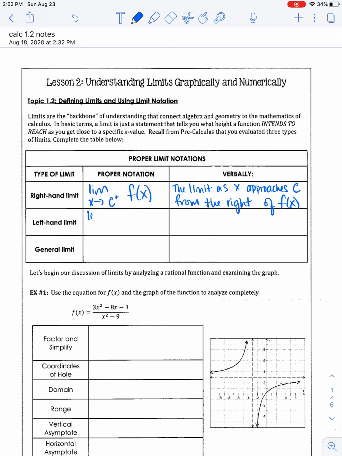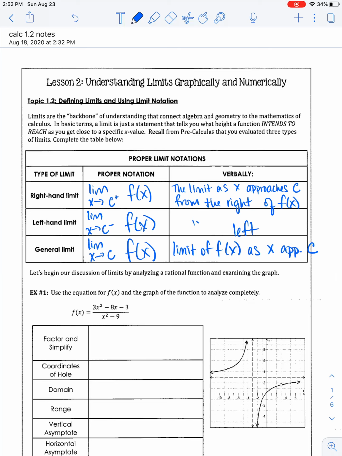The left-hand limit is the limit as x approaches c, and then you do the little negative sign, of f of x. And this is going to be the exact same thing, we're just talking about from the left. Then the general limit, when you're looking at the limit from both sides. And for that limit to exist, it has to approach the same place. So this is the limit of f of x as x approaches c.